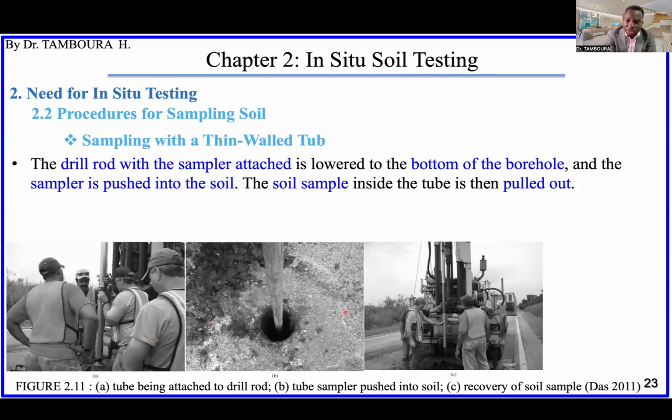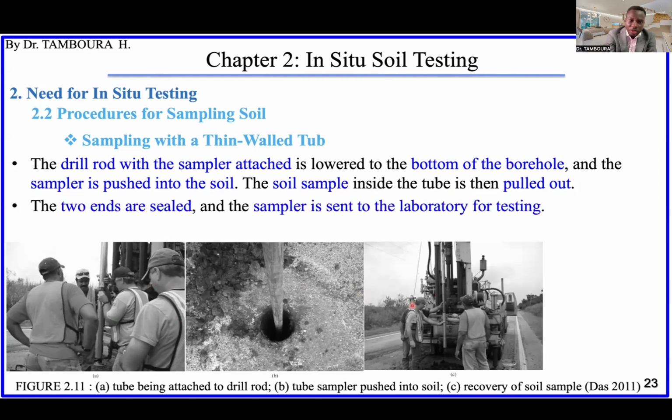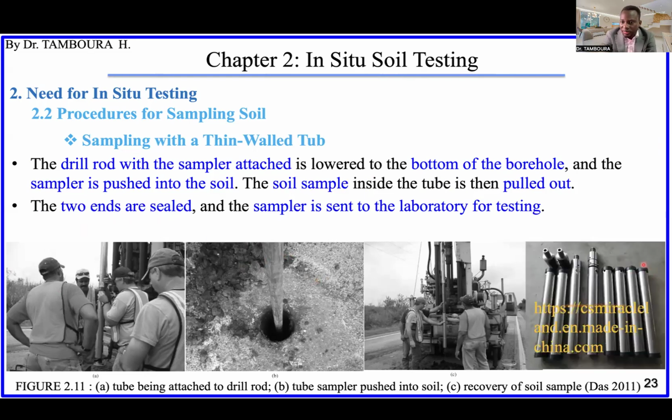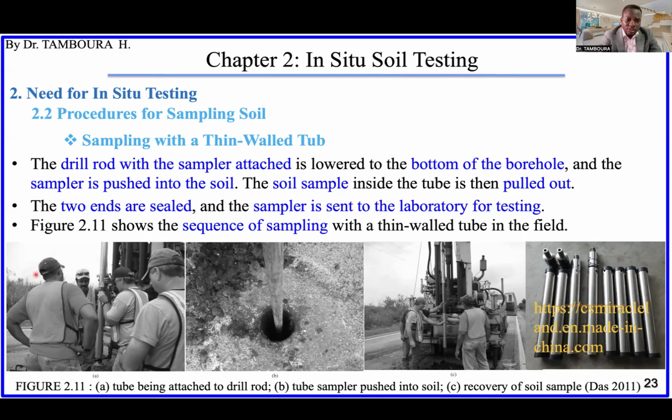Here is the illustration of how it works. The two ends of the tube are sealed like this. You see this end is covered, this end also is covered, and we take it like that and go to the lab. The sample is sent to the lab for testing. This figure shows the process, how it works.